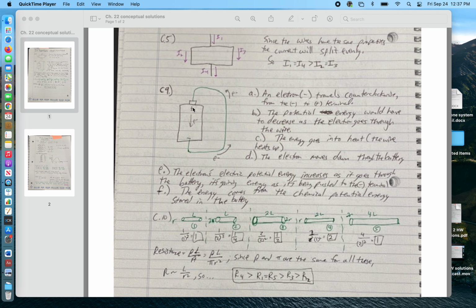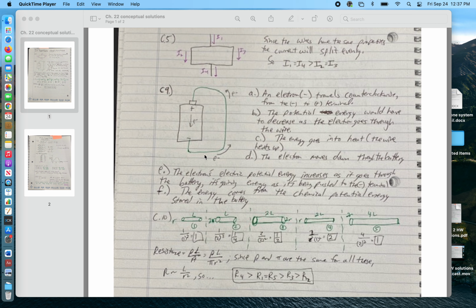Question 9 is talking about electrons. So I talked about electron current as being negatives. They move from negative to positive as compared to conventional current, which are positive charges, which we think of moving from positive to negative. So an electron would leave the negative side of the battery, being repelled by it, and transfer around the wire back to the battery. So that's counterclockwise.